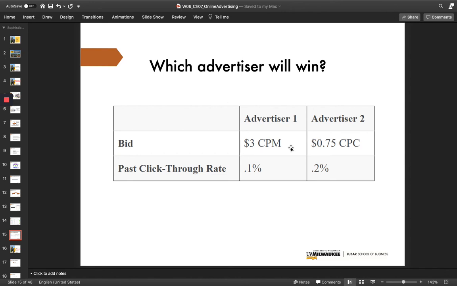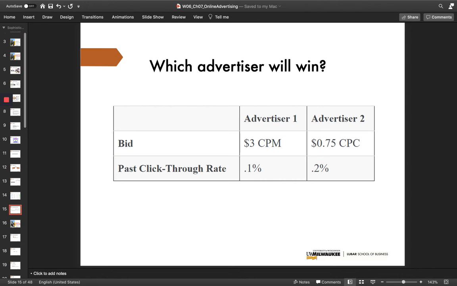So compared to advertiser 1, which one will win is very obvious, right? If we use CPM as the metric to compare, the first advertiser is $3, and the second advertiser is $1.5. So obviously, the one who pays more will win the ad, will win the space. So the answer is the first advertiser, okay?